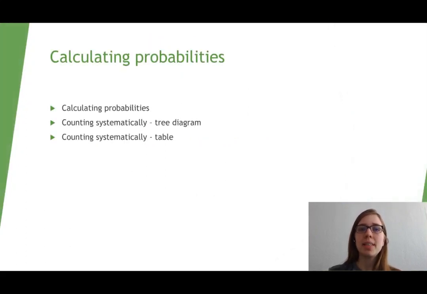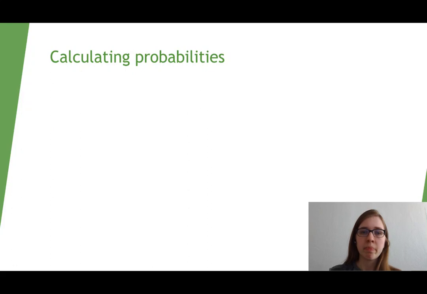Hello everyone! This is the last video in a series about probabilities. And after all the experiments and simulations, in this video we are going back to just calculating probabilities. So I will start by reminding you of the basics of that, and then I will show you two ways in which you can count systematically, since we will need to count options very often. So I'll show you the tree diagram, and I'll show you that in some cases the table will be more useful. So let's remind ourselves first of all, how did we calculate probabilities?